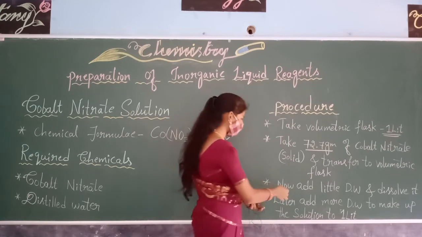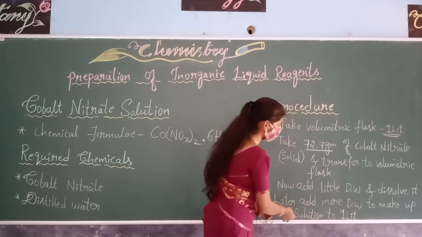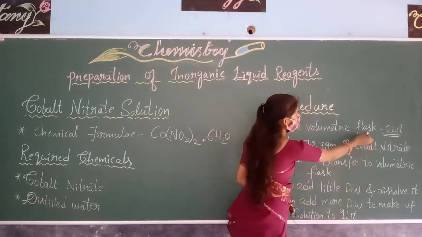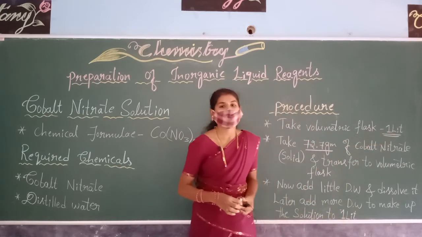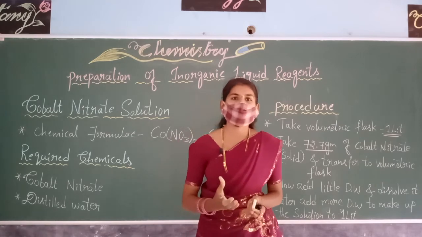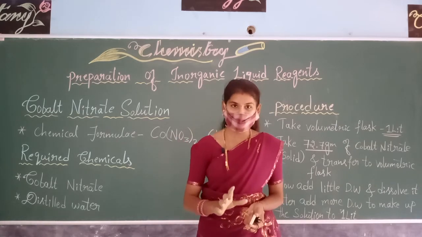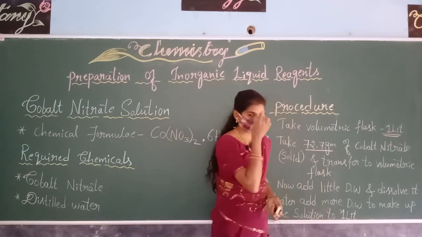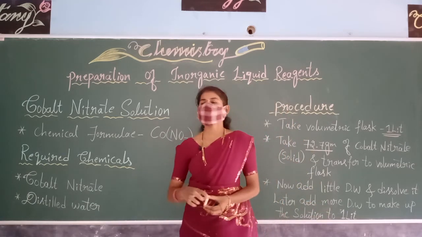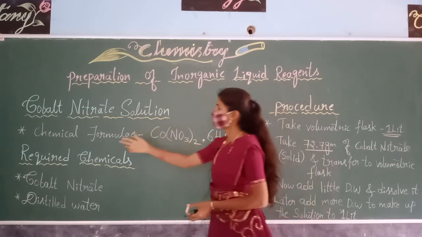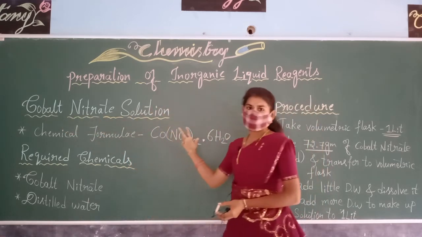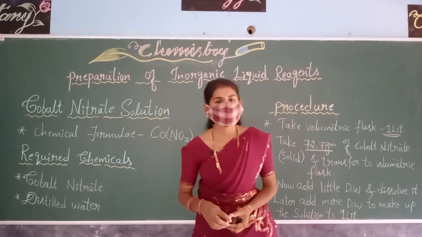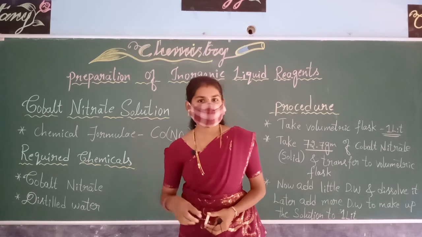Okay, so finally when we add the distilled water to make the solution up to 1 liter, because the volumetric flask volume was 1 liter and the solution we are preparing is also for 1 liter, the rest of the volume is added with this distilled water. So in this way we can prepare the liquid reagent, that is cobalt nitrate solution, by using these chemicals, right? So thank you. In the next video, let's go with one more chemical reagent preparation.